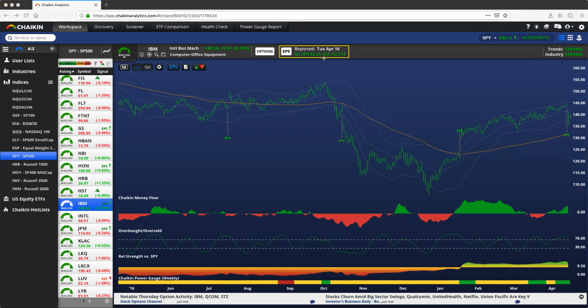We can easily see recently reported earnings and a more detailed view of the information by hovering your mouse over the white EPS logo.